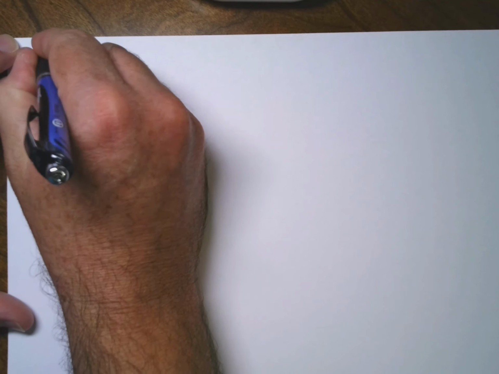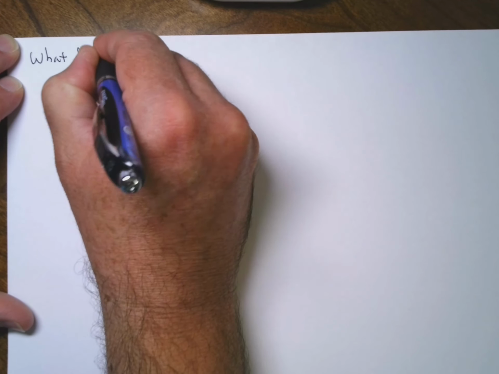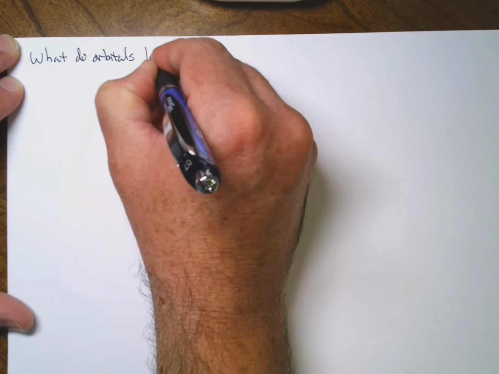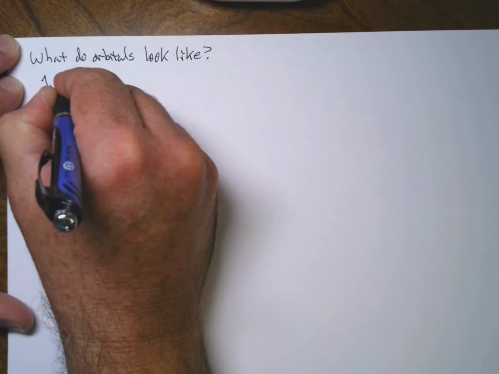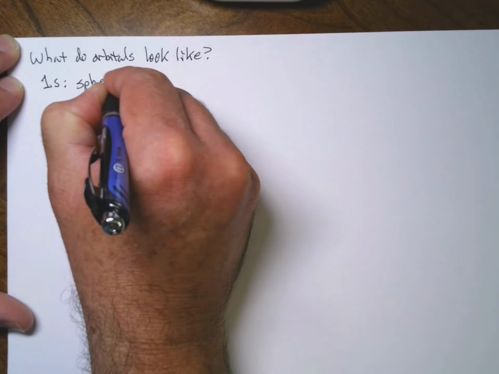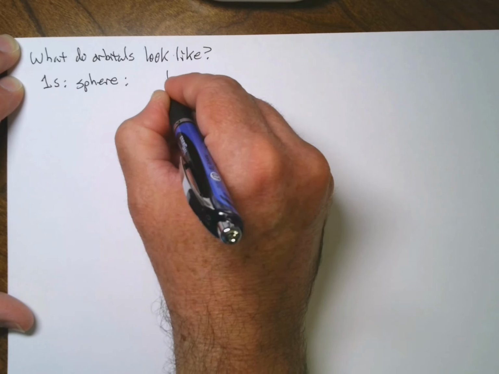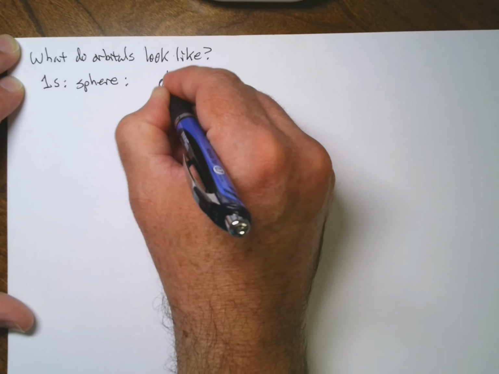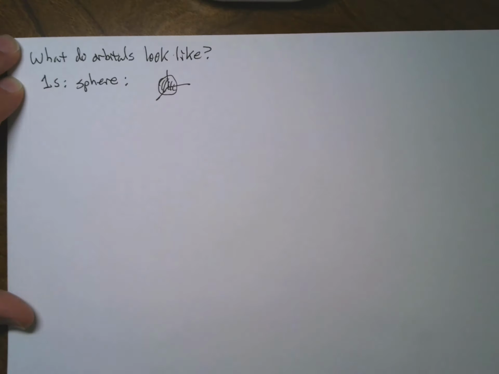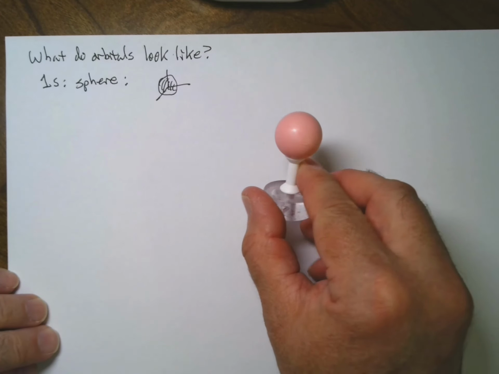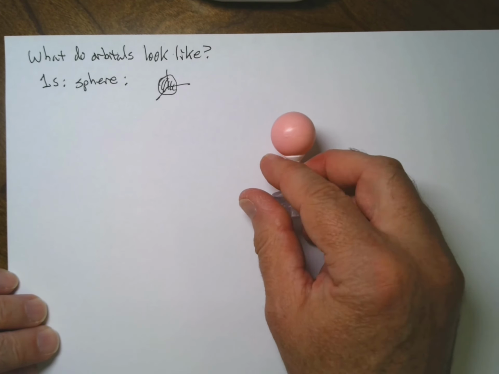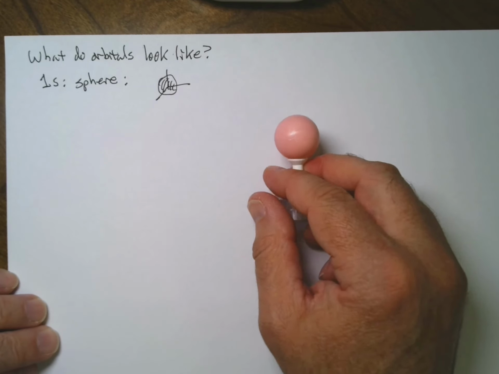So our 1s orbital, we'll say here, what do orbitals look like? So 1s is a sphere. There's my sphere and my 3 axes. There we go. There is my 1s orbital standing on the end of a little stick. It is a sphere.